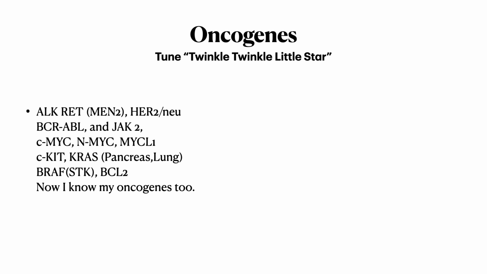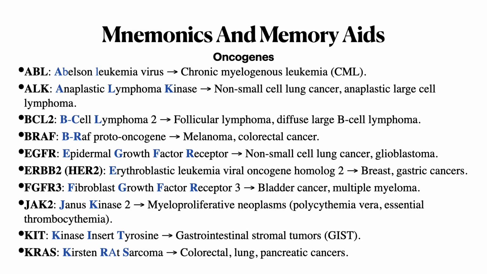Let's talk about these genes here. ABL is Abelson leukemia virus, and it is found in chronic myelogenous leukemia cases, CML. And ALK is anaplastic lymphoma kinase, that is found in non-small cell lung cancer and anaplastic large cell lymphoma. And BCL2 is B cell lymphoma 2, B cell lymphoma, BCL, right? And they are found in follicular lymphoma and diffuse large B cell lymphoma. And BRAF is BRAF proto-oncogene found in melanoma and colorectal carcinoma. And EGFR, E is epidermal, G is growth, F is factor, R is receptor. So they are also found in non-small cell lung cancer and glioblastoma.